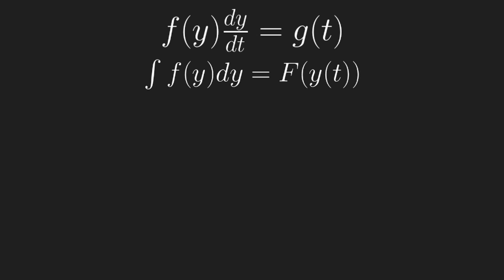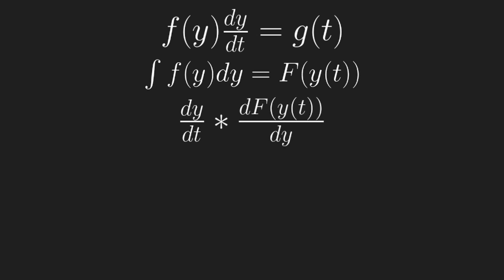So what's the derivative of the inside? It's dy over dt, right? And then we have to multiply by the derivative of the outside, which is dF(y(t)) over dy. See that? And so then we can cancel out this denominator and numerator right here. And then we're left with this.